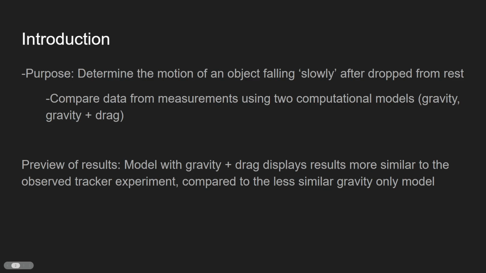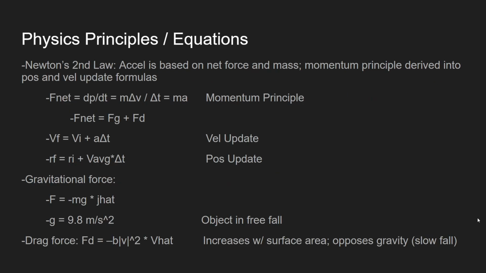The purpose of this experiment is to determine the motion of an object falling slowly after being dropped from rest, and to compare these measurements using two computational models, one with the force of gravity and one with gravity and the drag force. A preview of the results: the model with gravity and drag is more similar to the observed Tracker experiment, and the gravity-only model is less similar.